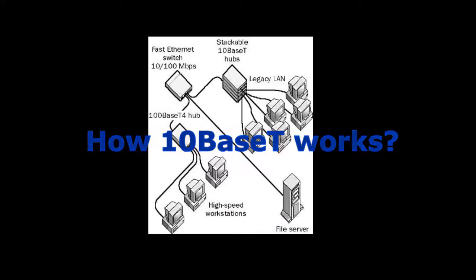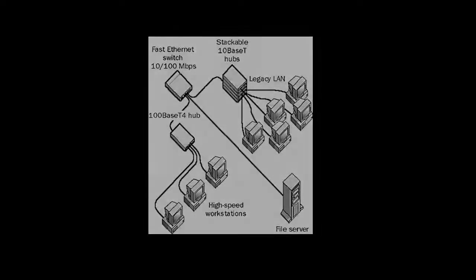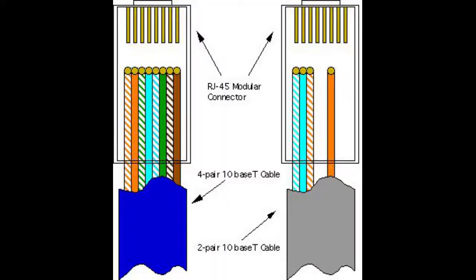How does 10BaseT work? 10BaseT networks are wired together in a star topology to a central hub. The UTP cabling used for wiring should be category 3, 4 or 5 cabling, terminated with RJ45 connectors.